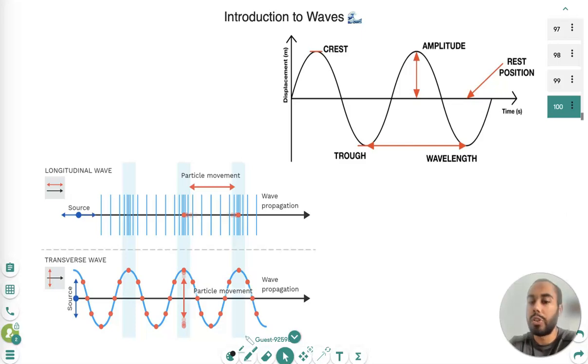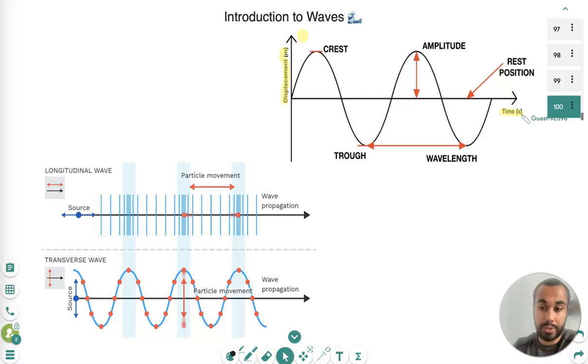Now, there are lots of different waves. So to describe them, we use some simple terminology that we can apply to all types of waves. So if we look at this first diagram here, we have displacement in meters on the y-axis, and we've got time in seconds on the x-axis.